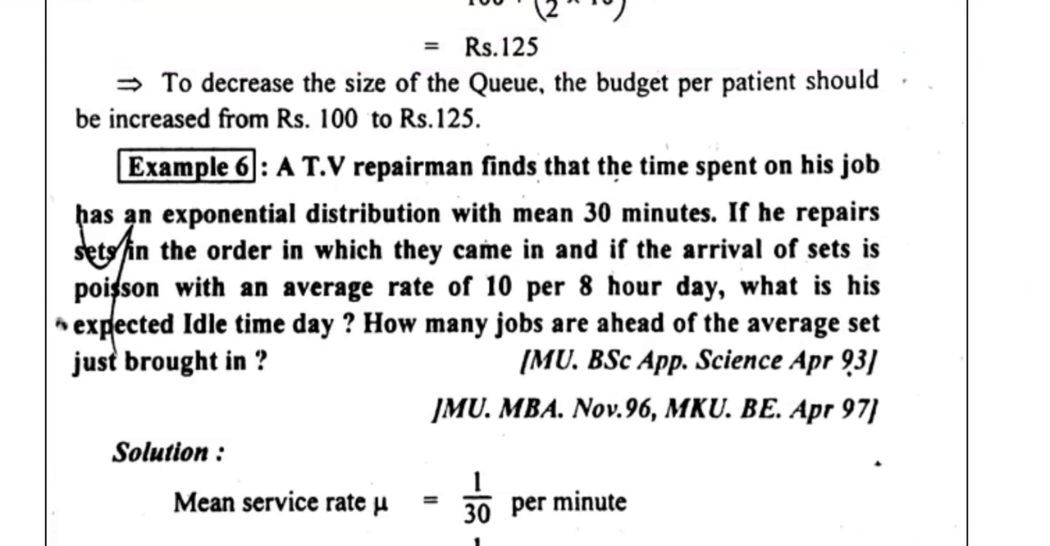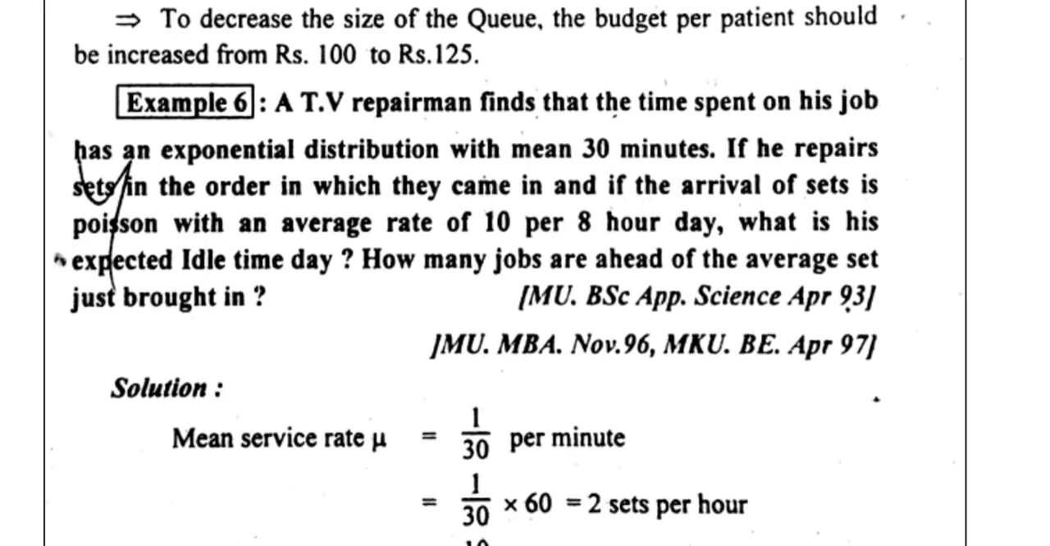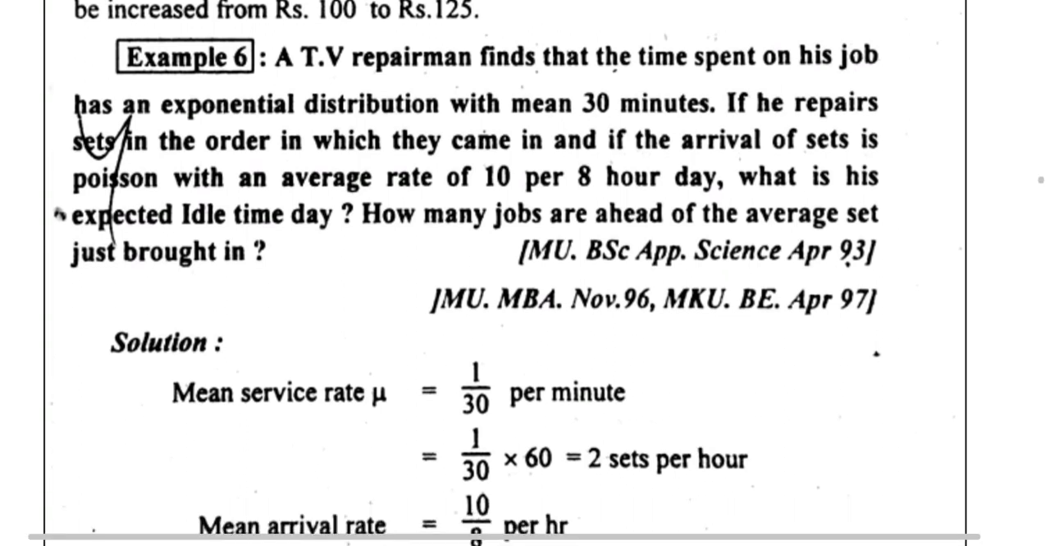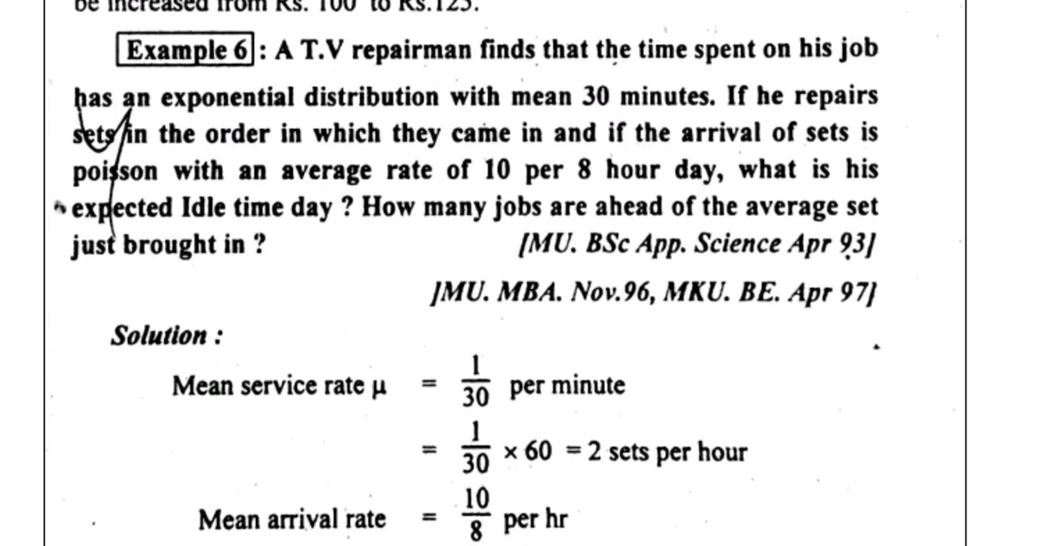A TV repairman finds that the time spent on his job has an exponential distribution with the mean 30 minutes. If he repairs the sets in the order in which they came in, and if the arrival of the sets is Poisson with the average rate of 10 per 8 hour day, what is the expected idle time in a day, and how many jobs are ahead of an average set just brought in?